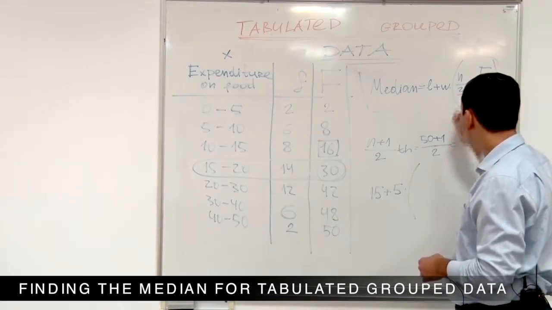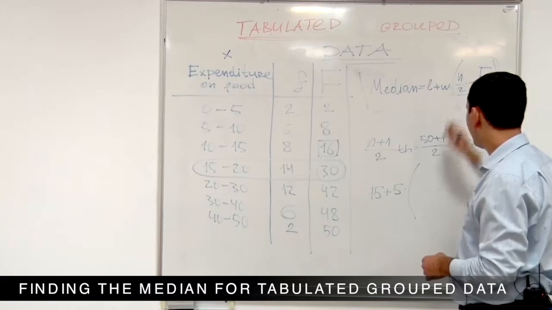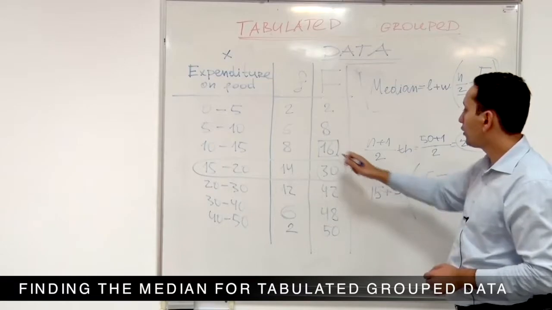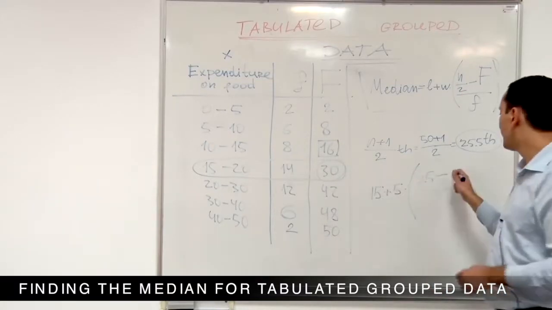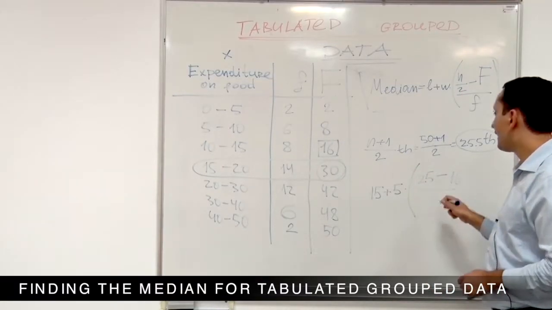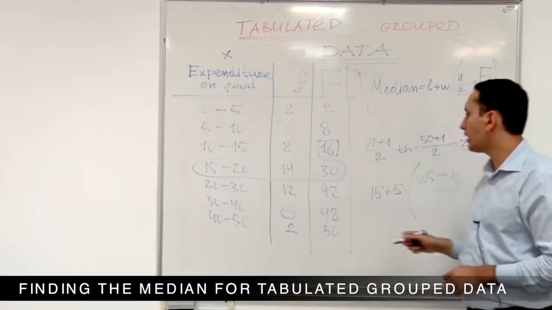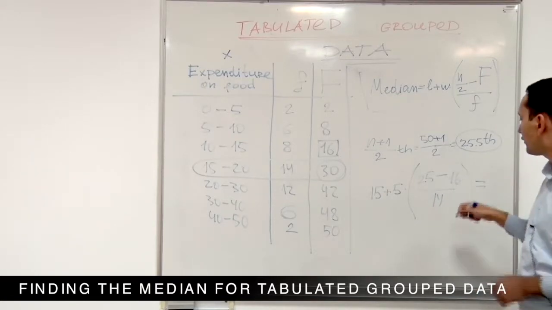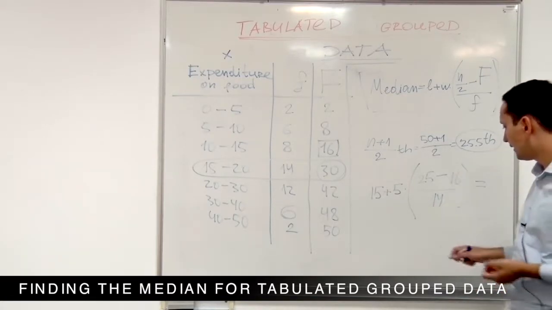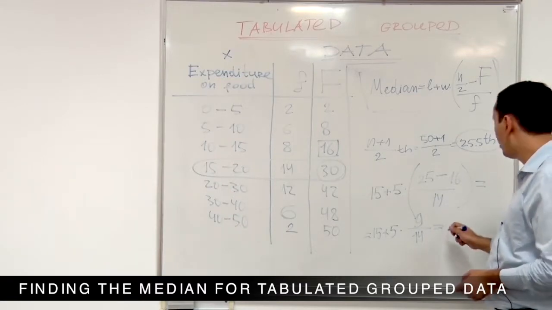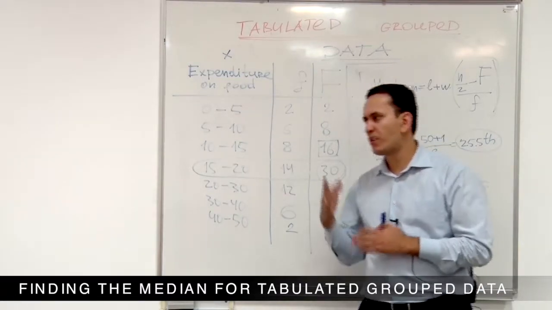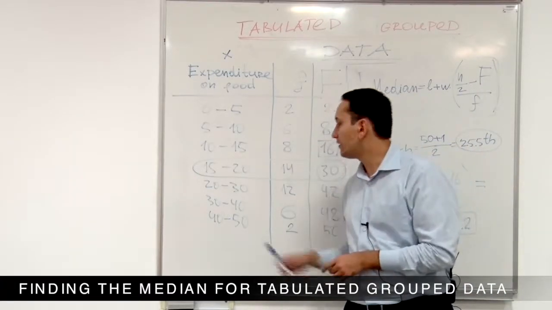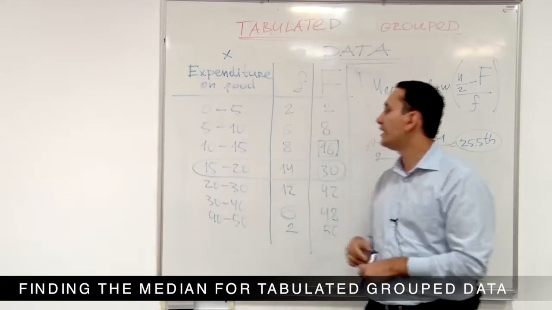That's going to be 50 divided by 2, which is 25, minus the cumulative frequency up to the median group, which is 16, divided by the frequency of the median group, which is 14. Now we calculate whatever is inside of the brackets. You're going to get 18.2. So the median value for this grouped tabulated data is 18.2, which is located in this median group.